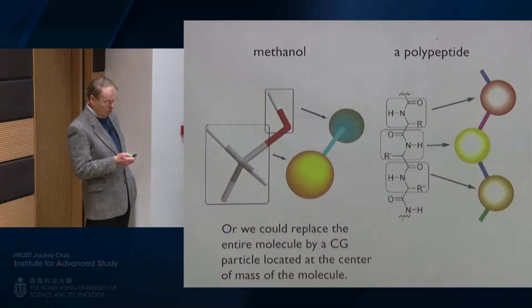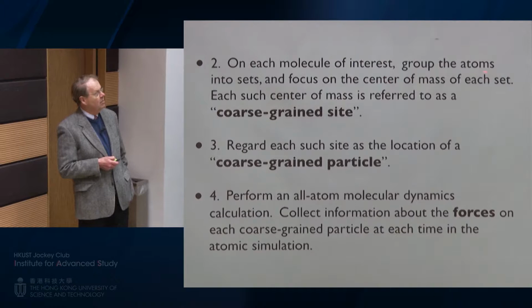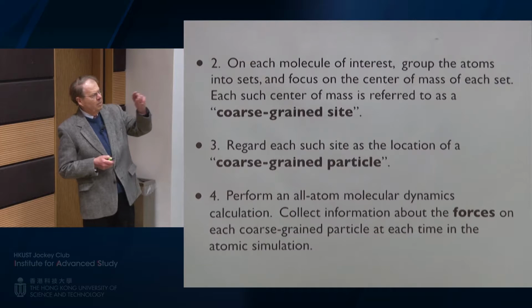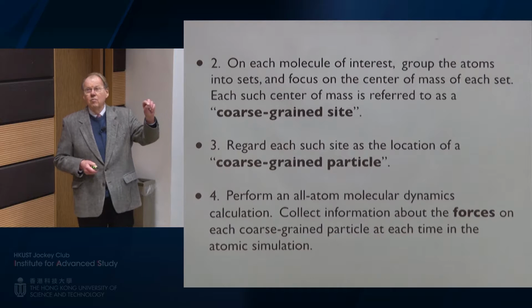So on each molecule of interest, you group the atoms into sets and focus on the center of mass of each set. Each such center of mass is referred to as a coarse-grained site. The reason why it's a site is because you know its location. And so now, well, location, what is it? That's a point in space with an x, y, and z coordinate. Well, so regard each such site as the location of a coarse-grained particle. So imagine at the center of mass of a group that there's a particle we call the coarse-grained particle.